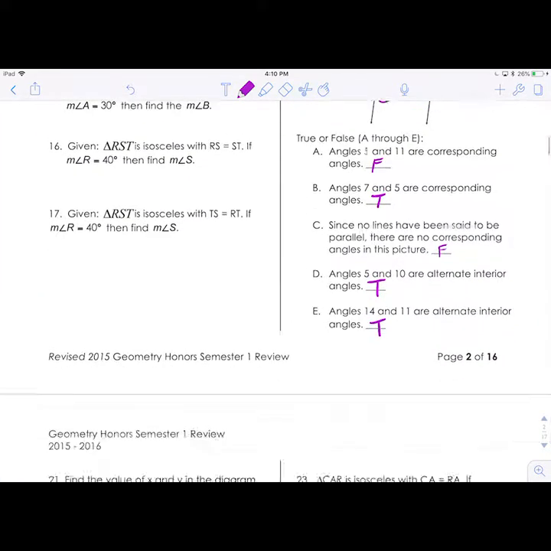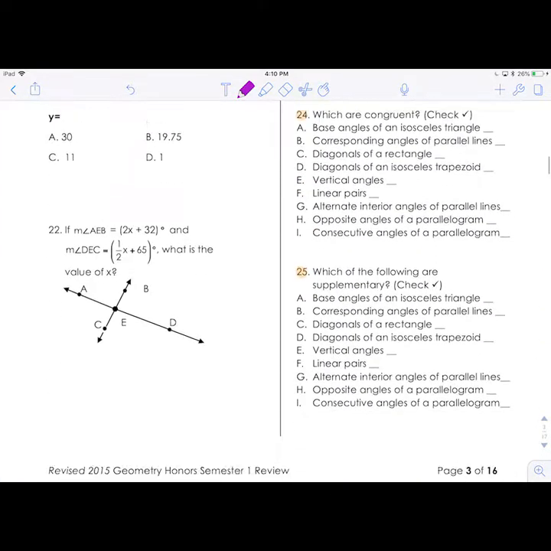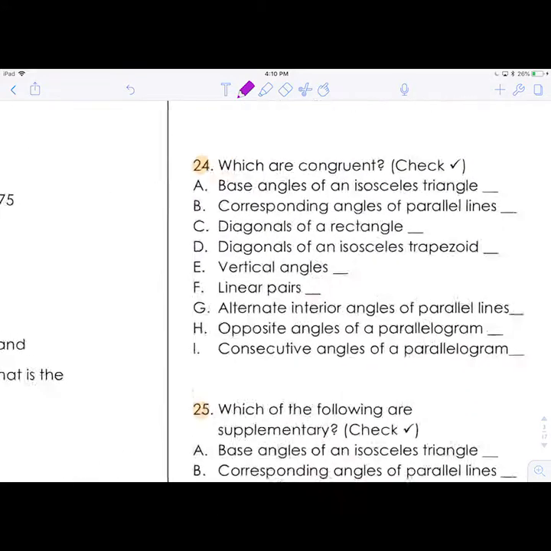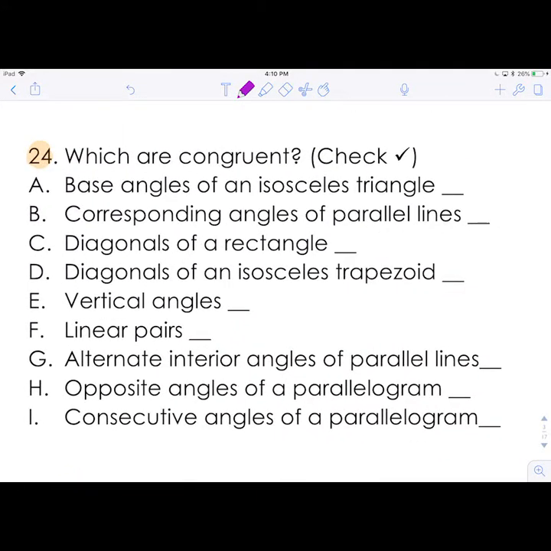All right, next up we have number 24, which are congruent. Okay, so put a check next to them. The base angles of an isosceles triangle, those are congruent. Corresponding angles of parallel lines, we know that corresponding angles are congruent. The diagonals of a rectangle are congruent, and they also bisect one another. The diagonals of an isosceles trapezoid, those are congruent.